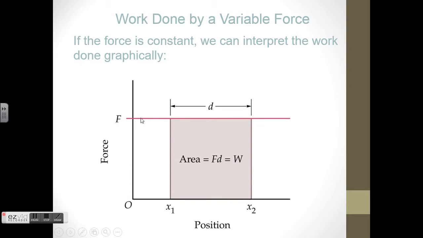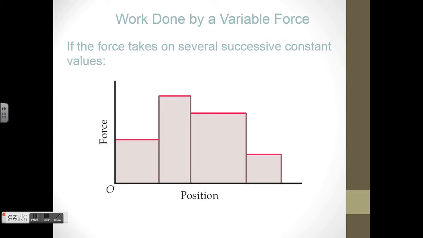So here's a constant force. I travel from position x1 to x2, a distance of d, so the work done by that force is F times d, the area underneath this curve. That's actually a pretty valuable idea because we could start to begin to figure out what to do if that force varies. So what if the force has several successive constant values?